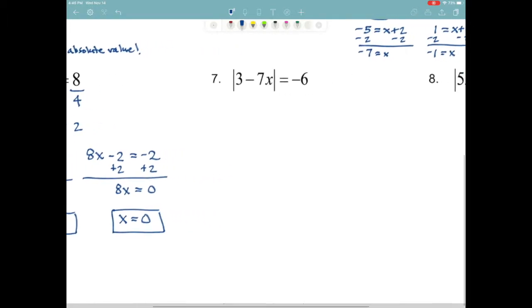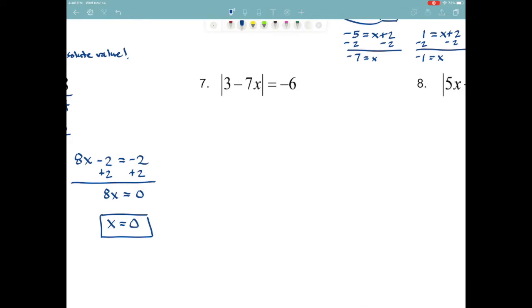Looking at problem 7. The absolute value of 3 minus 7x equals negative 6. Well, hopefully you're paying attention here. There's an issue. There is no value you can take the absolute value of and get negative 6 or get any negative number for that instance. So this one is going to be no solution. You can add in there: absolute value cannot equal a negative.